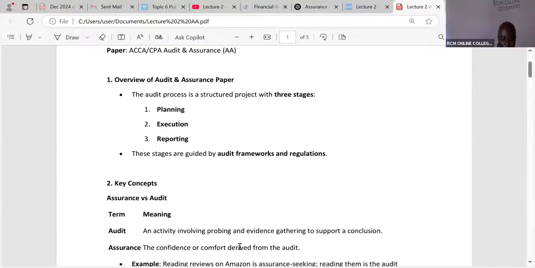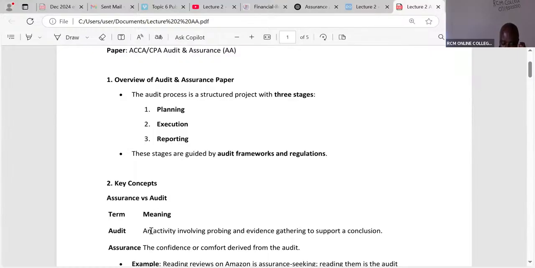When we talk of assurance versus audit, not many students, ladies and gentlemen, are able to differentiate between these two terms. Not many. I normally struggle with these two terms, even when I'm trying to explain them to my employees in my office, because there we train people from the first principles until they become good auditors. So we have here assurance versus audit, the meaning.